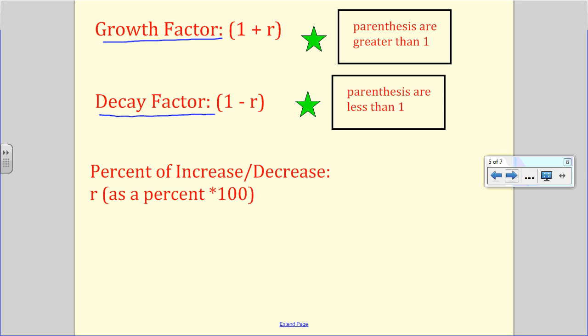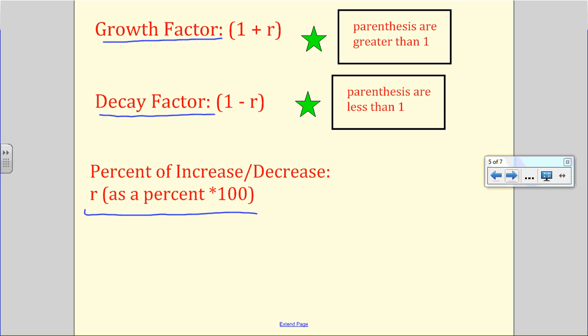But then what they're going to ask you for, guys, and this is where you have to start doing some math, either mental or on your calculator, they're going to want you to tell them what the percent of increase or decrease is. So that means you need to take R and multiply it by 100 to get it back to a percent. So we don't want just a decimal value, we want to actually see it as the percent.